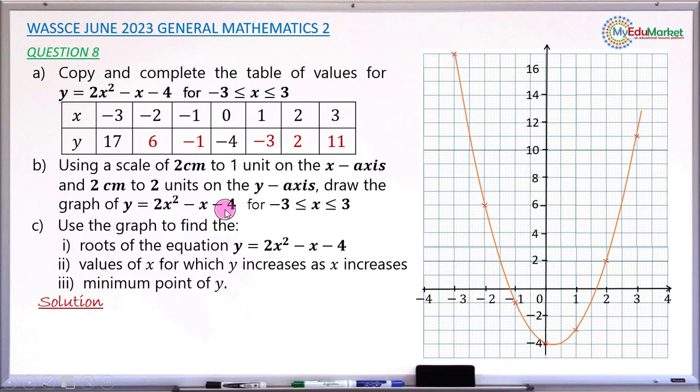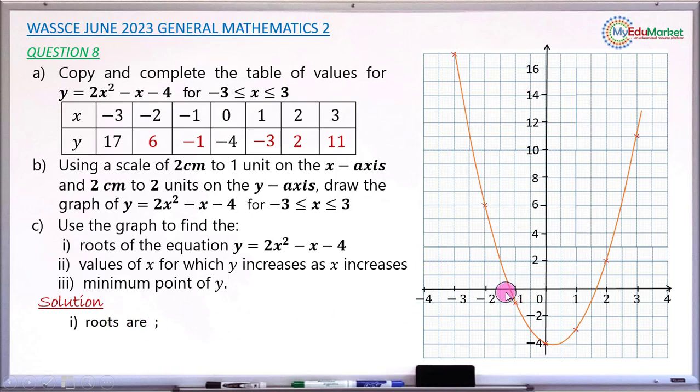So next is to answer questions from this very graph, and the very first question asks for the roots of the equation y = 2x² - x - 4. If you look at this function, it is exactly the graph that we have drawn. So the roots of this are the places where this very curve crosses the x-axis. You can see it crosses at this very point, and it also crosses at this very point. So the values of x at those 2 points will be the roots of this very equation.